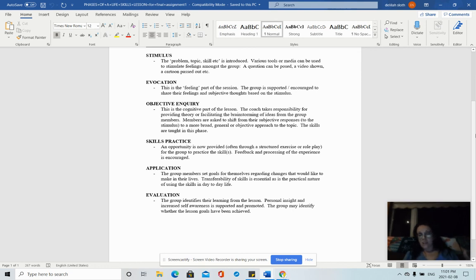And then at the end is an evaluation. So the group will check back to the goals, see if you achieved the goals, evaluate what worked, what didn't work. Anyone would share their personal insights and decide as a group if the goals were achieved.